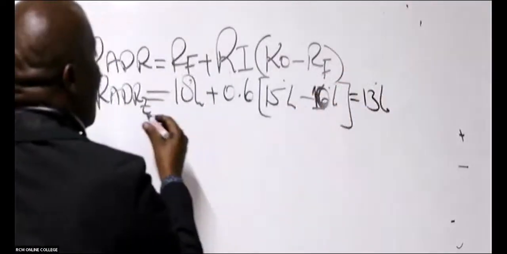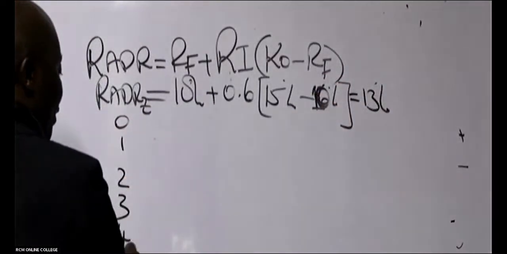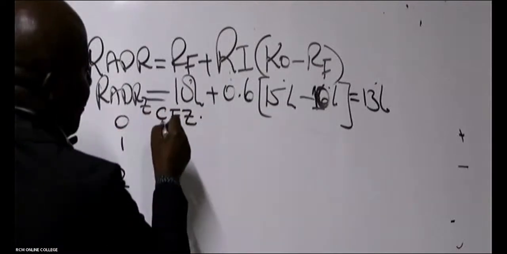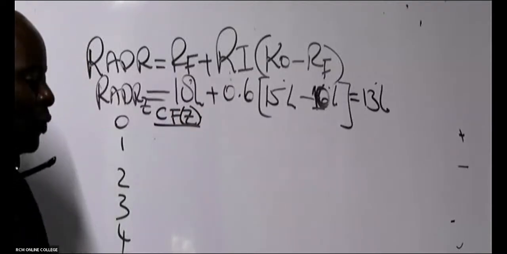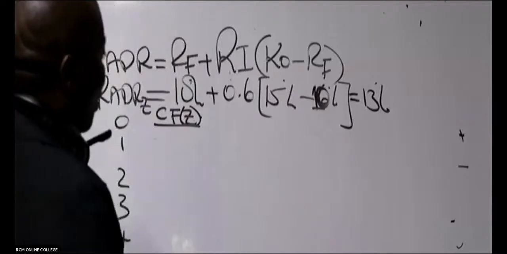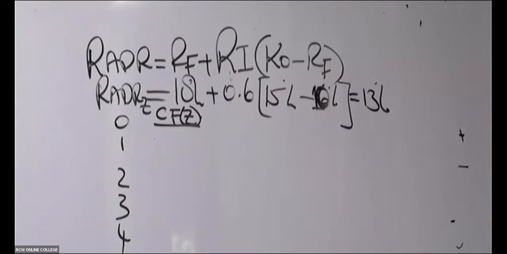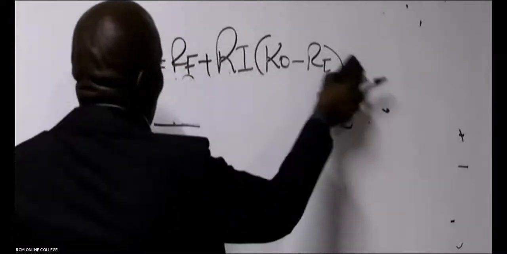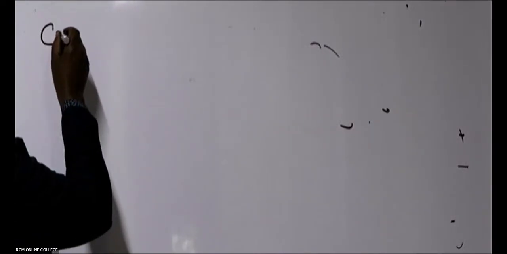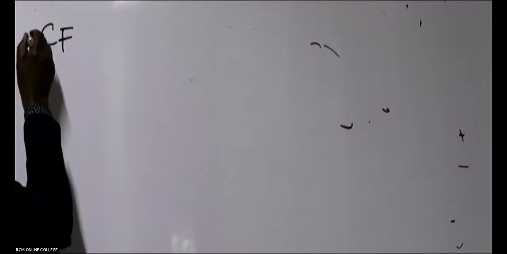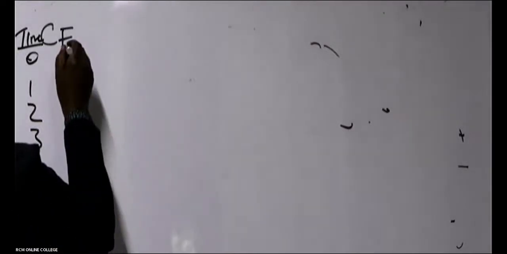Then use it to discount cash flows of Z. So we have here our cash flows of Z. So we have here the time line, 0, 1, 2, 3, 4. Then we have cash flows of Z there.